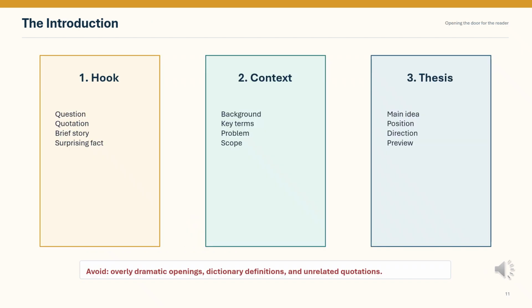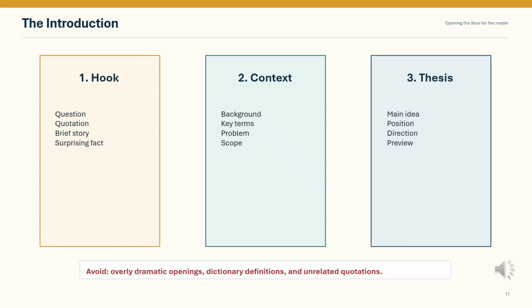Next is the introduction. So, the introduction of an essay is like opening the door for the reader. When the reader reads it, it should make the reader interested and prepare them for the main discussion. Now, a good introduction usually has three parts. As I have mentioned in this particular slide, it has number one, hook.